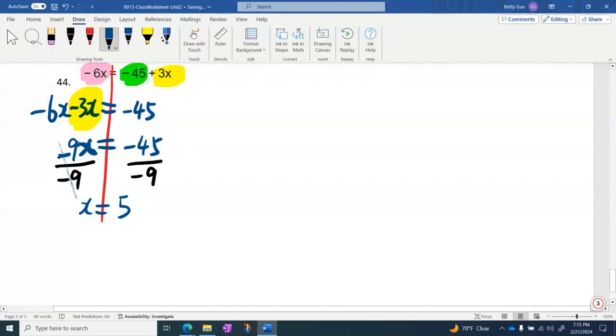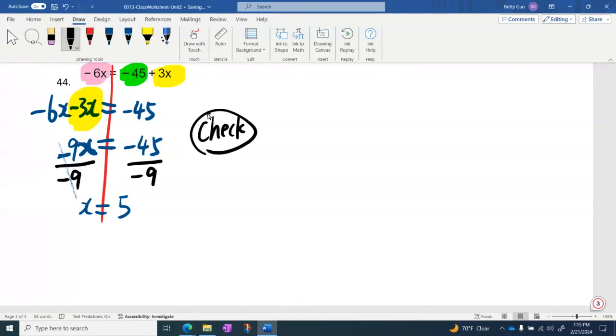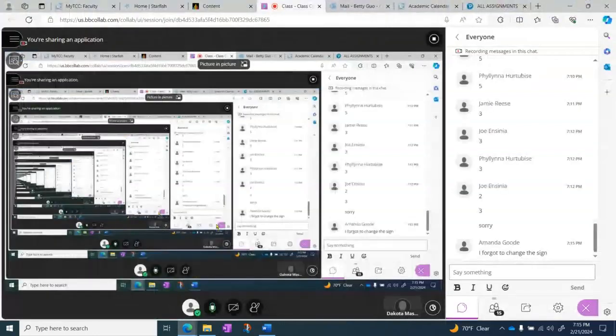And also, if you are not sure, what do you do? You check. You get a 5 and you plug it in. And remember, you have a calculator, so take advantage of that. Questions? Yeah, that's a common mistake.